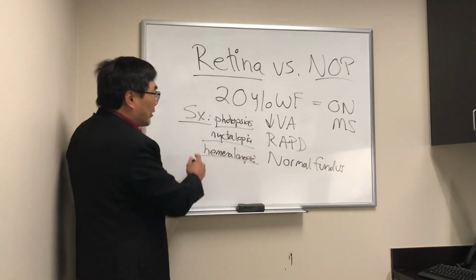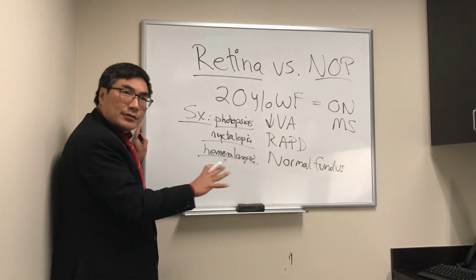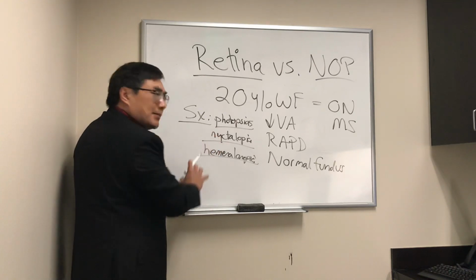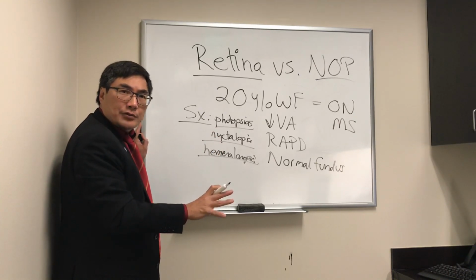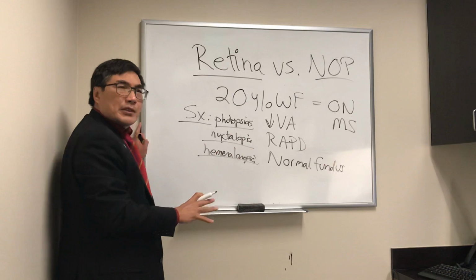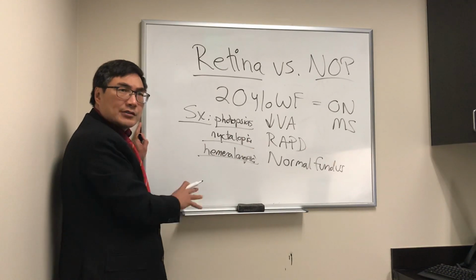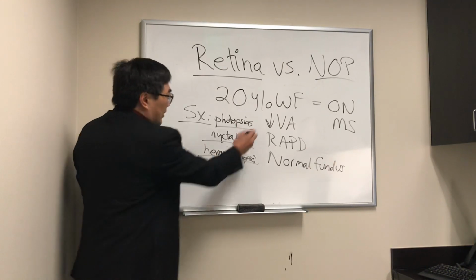So if we have hemeralopia or nyctalopia, day blindness or night blindness, those are really symptoms that match with the retinal photoreceptors. Because the optic nerve really doesn't care that much whether it's day or night. But the rods and the cones, it cares whether it's day or night.